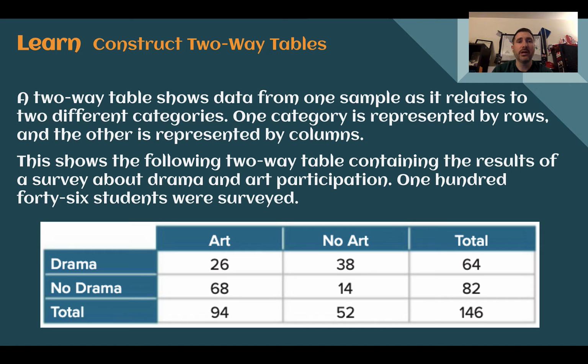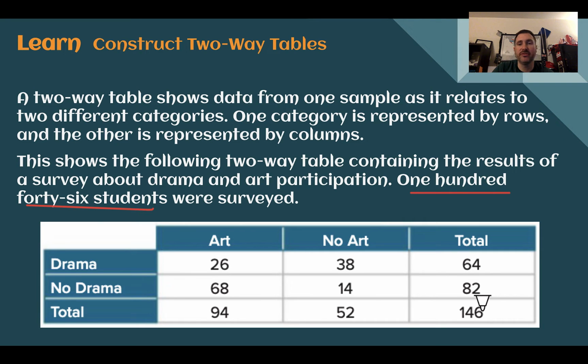Let's learn. Construct two-way tables. A two-way table shows data from one sample as it relates to two different categories. One category is represented by rows, and the other is represented by columns. This two-way table here shows the results of a survey about drama and art participation.